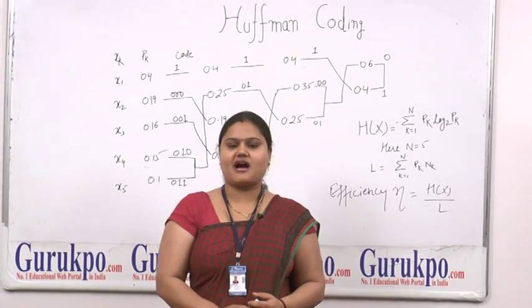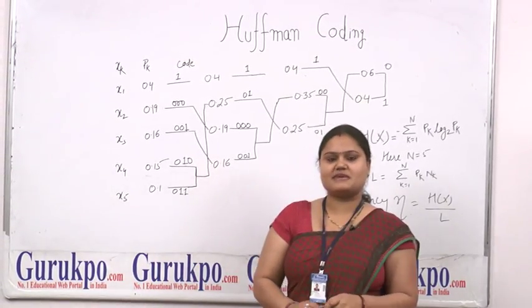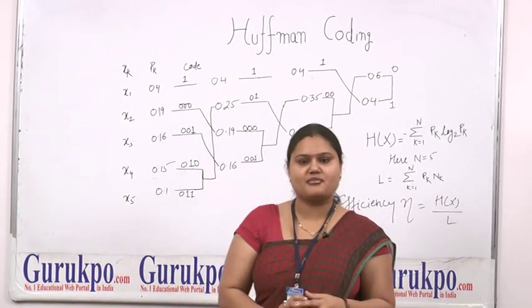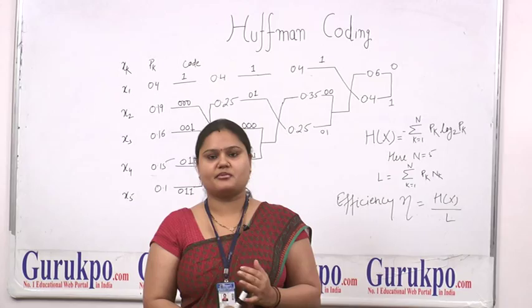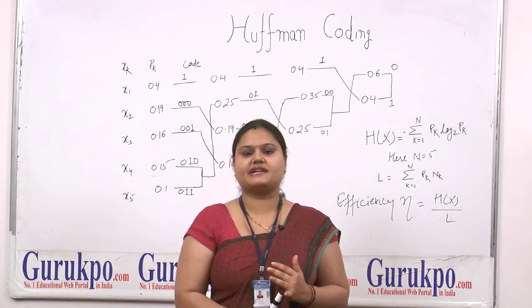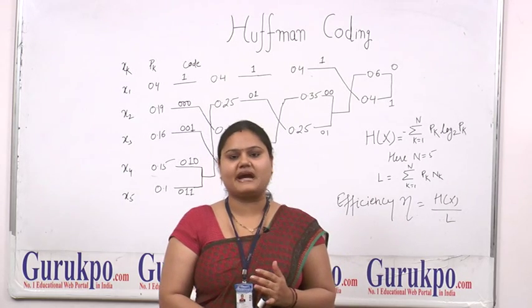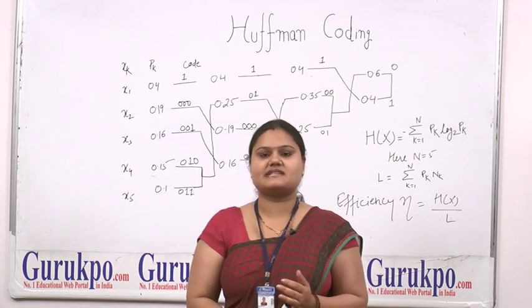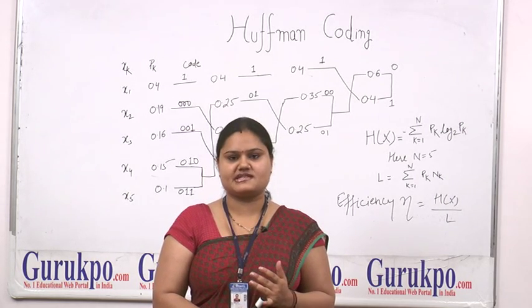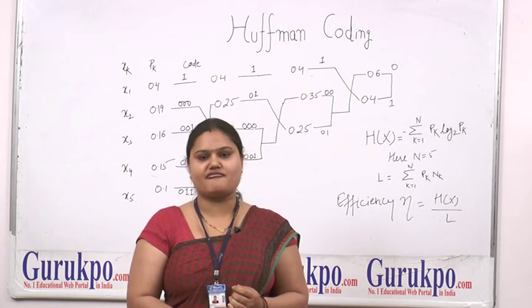My topic is Huffman coding. So what is basically Huffman coding? Huffman coding basically exists in information theory. There are two coding techniques: first is Shannon-Fano, second is Huffman. Why is Huffman better than Shannon-Fano? There is a basic criterion: the efficiency is greater in Huffman coding.